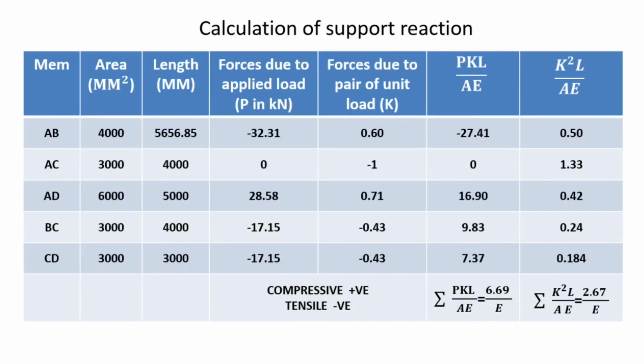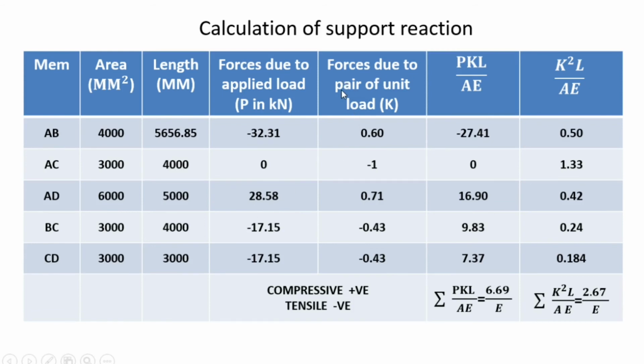Now the next step is the preparation of the table for the calculation of the support reactions. Now these are the members AB, AC, AD, BC, and CD, and here what is important? A compressive force we are considering as positive and tensile force we are considering as negative. Next is the cross-section area of the members, then the length of the members. Now the fourth column is the forces due to the applied load, where minus indicates tension and plus indicates compression.